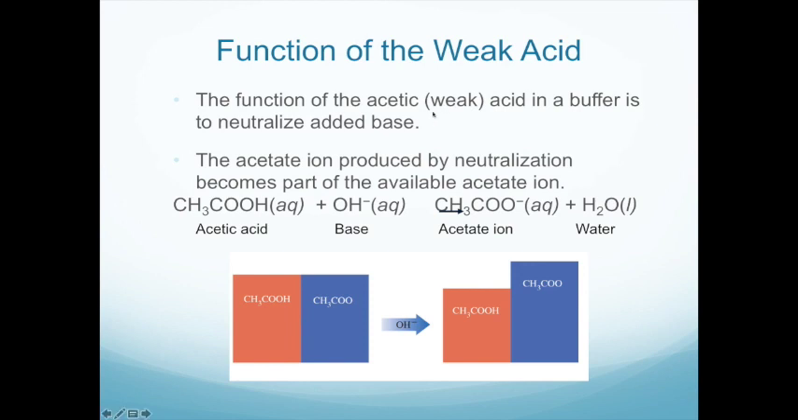So the function of the weak acid in this case is to neutralize added base. So when base is added, the acetic acid will be deprotonated to produce the acetate ion. This will in turn neutralize the OH minus ions that are added. This will produce the acetate ion in water, which will increase the concentration of acetate and decrease the concentration of acetic acid.